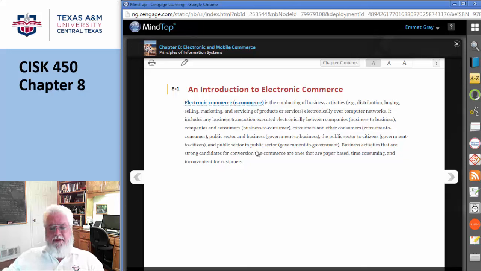Those types of businesses that are likely to benefit from this would be things that are still using paper or are very time consuming or tedious, and therefore going electronic would speed things up. But almost all businesses can get away with having some sort of electronic commerce. I mean, you can't change the oil over the web, but I can schedule my appointment at the dealership to have my oil changed. That kind of stuff.